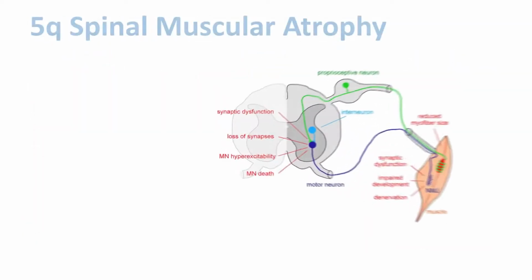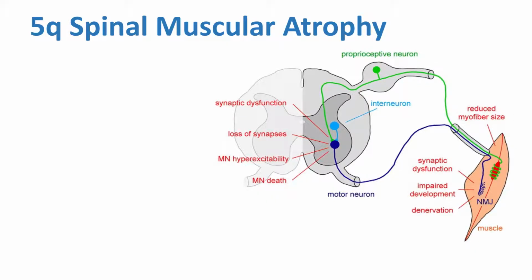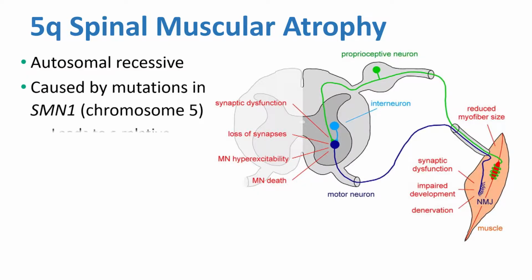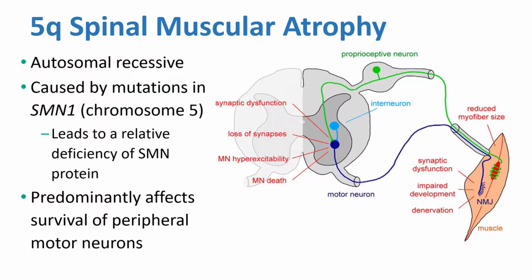So spinal muscular atrophy associated with mutations on chromosome 5q is an autosomal recessive disease caused by mutations in the SMN1 gene. And this leads to a progressive degeneration of motor neurons. And this is what this cartoon over here on the right is trying to show, is that the anterior horn motor neurons are projecting out to the muscles. And these are the neurons which control the muscles. And these are the neurons that progressively degenerate in spinal muscular atrophy.